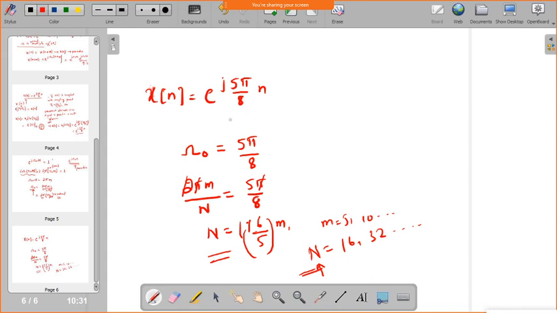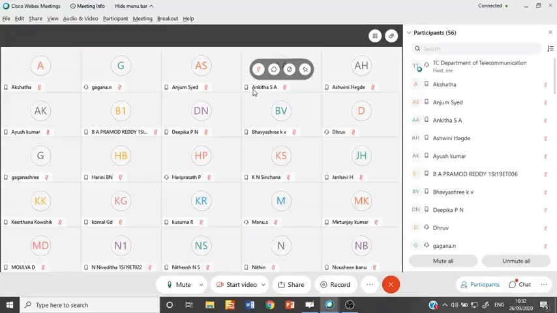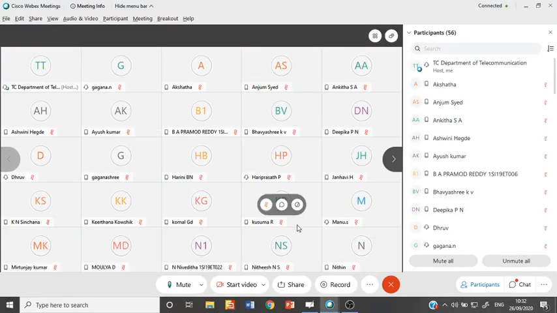So for the sampled version of the signal, if it is given in the continuous domain, you have to find out what is the period of that signal. Okay, is it understood? Any doubt?